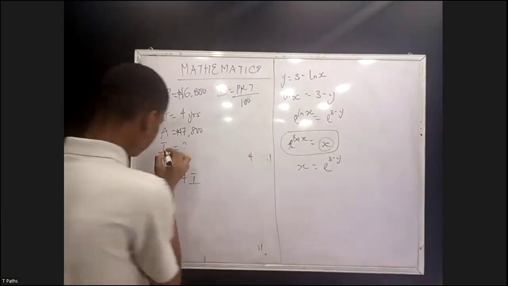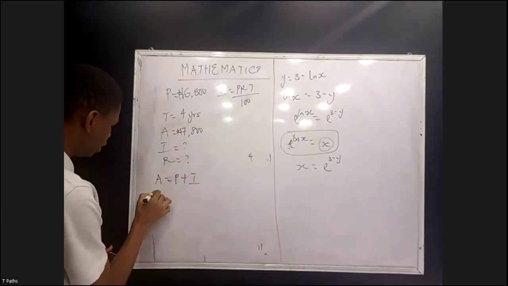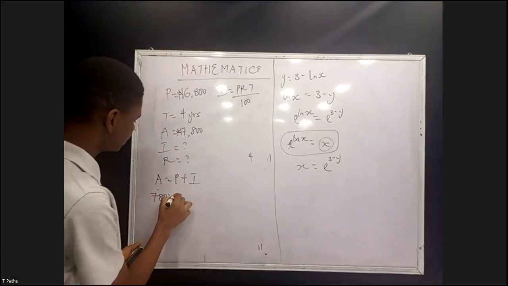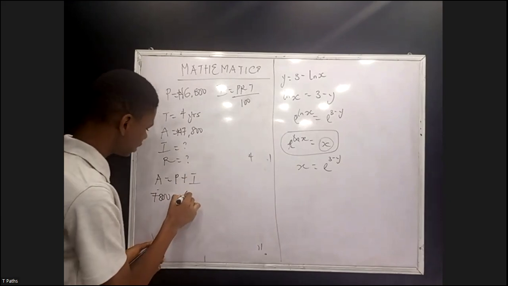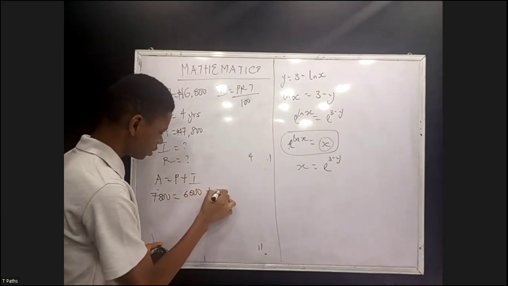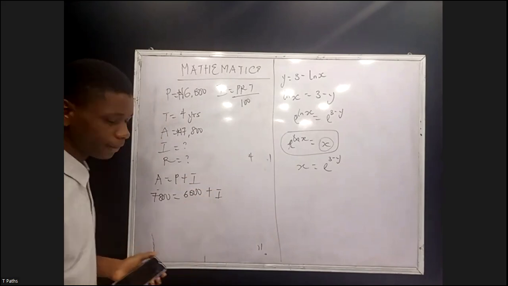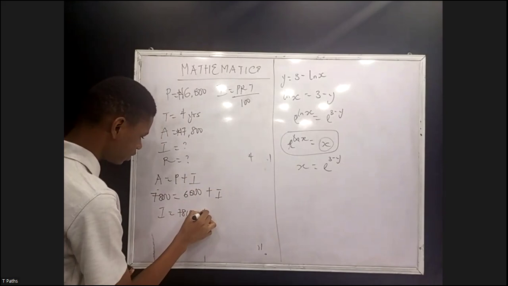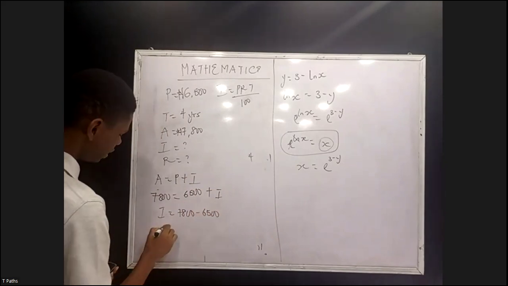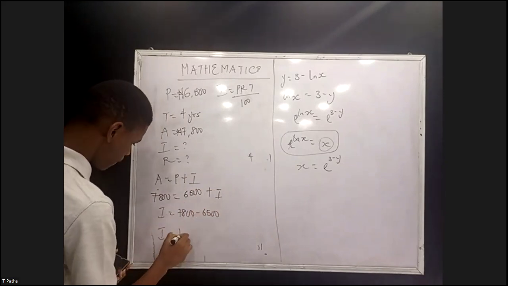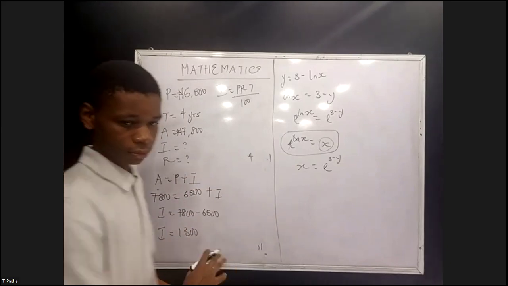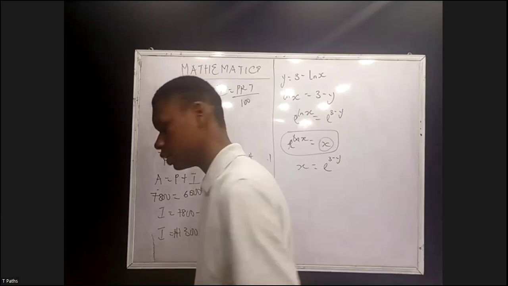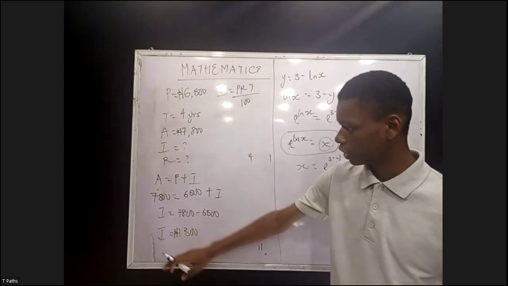In our question here, I have my amount of 7,800. I'm trying to calculate the interest. My principal is 6,500 plus I, which is interest. So from here, I calculate like terms: I is equal to 7,800 minus 6,500, so I is equal to 1,300. Don't forget, you're working in naira. The unit is naira. So I have my interest as 1,300.